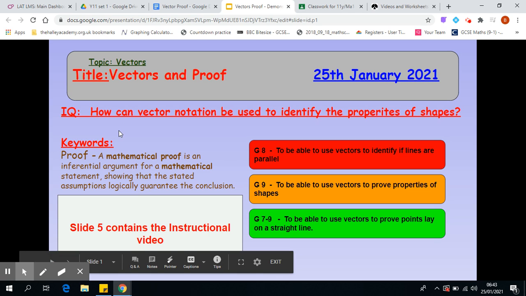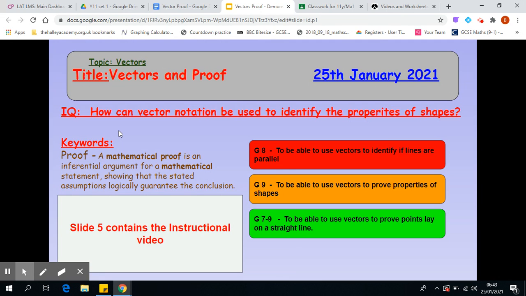Hello, Year 11. In this lesson, we're going to focus on vectors and proof. Our inquiry question is: how can we use vector notation to identify the properties of shapes?